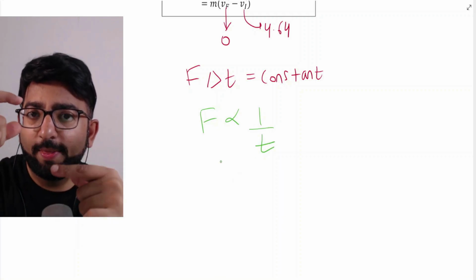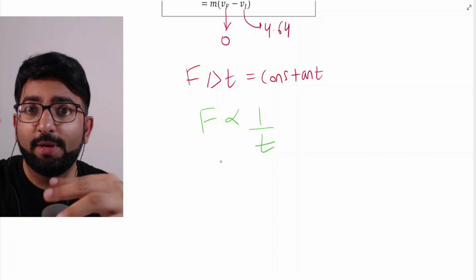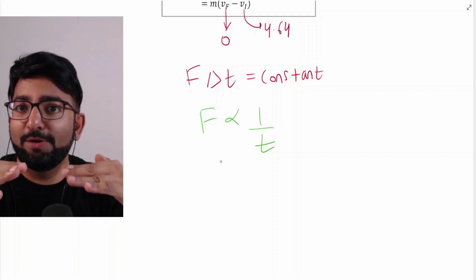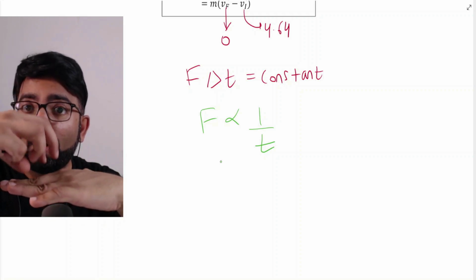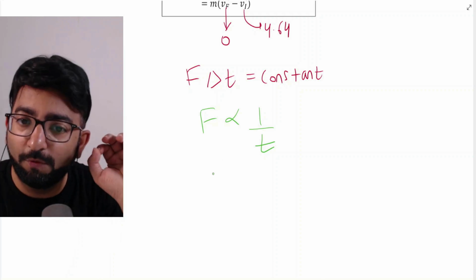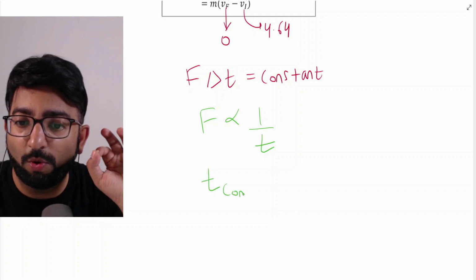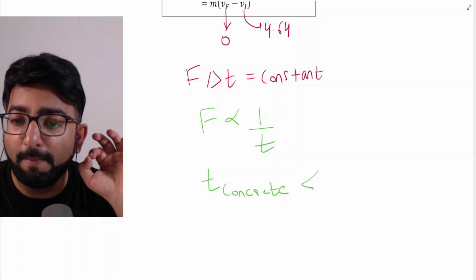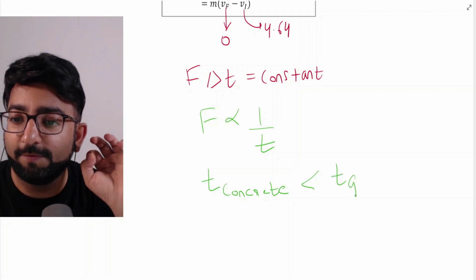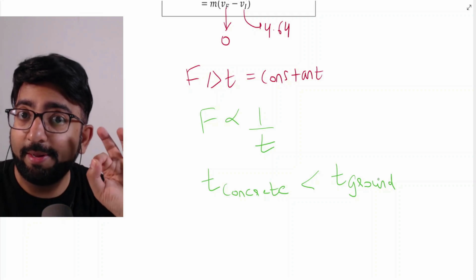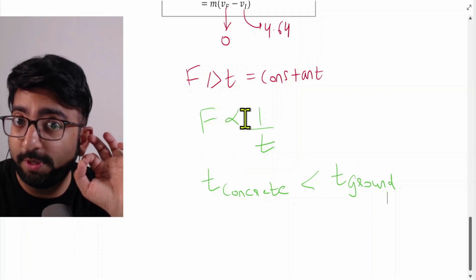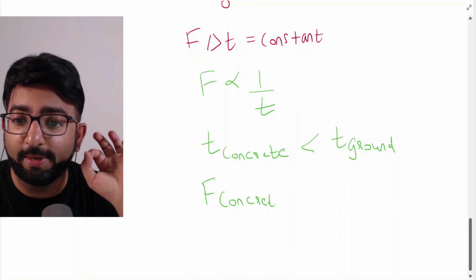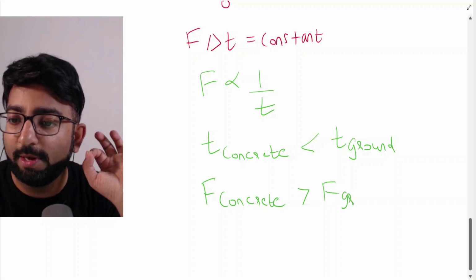Now, try to visualize an egg hitting a concrete surface versus an egg hitting the ground. The time taken to come to rest will be greater in which case? Concrete is a much harder surface, so the egg will come to rest in a very short amount of time. So the time taken for the egg to come to rest when it hits the concrete will be much less than the time taken in the case of the ground. T concrete is less than T ground. Since force is inversely proportional to time, we can deduce that the force in the case of concrete will be greater than the force in the case of ground.